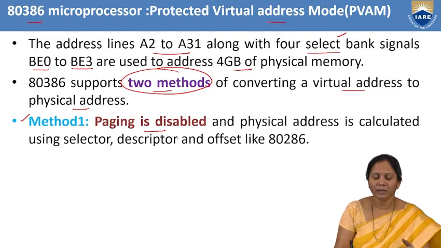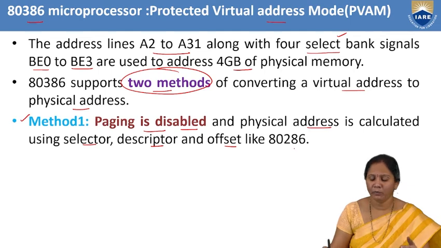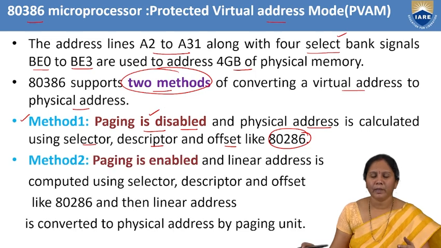In method 1, the paging unit is disabled and the physical address is calculated by using selector, descriptor and offset values, like how we calculated in the 80286. By using the same parameters, the physical address can be calculated with the paging unit disabled.